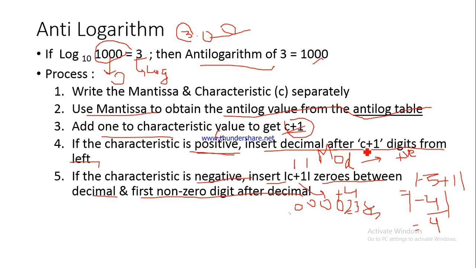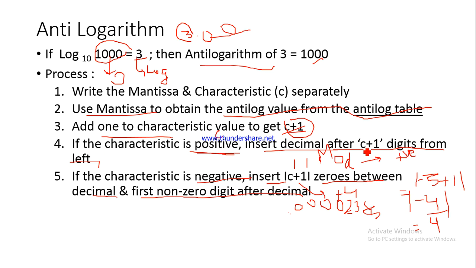If it is positive, insert decimal after C plus 1 number of digits. If it is negative, insert mod C plus 1 number of zeros between the decimal and the first non-zero digit after the decimal. Now you might be finding it a little difficult to follow.